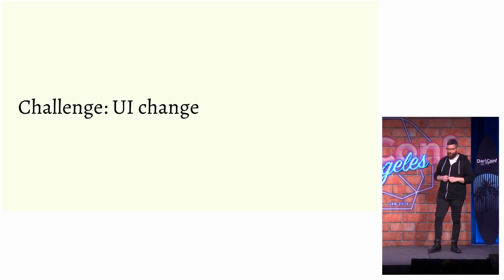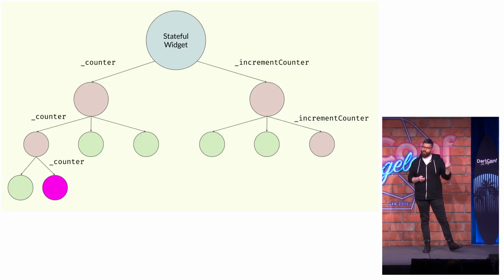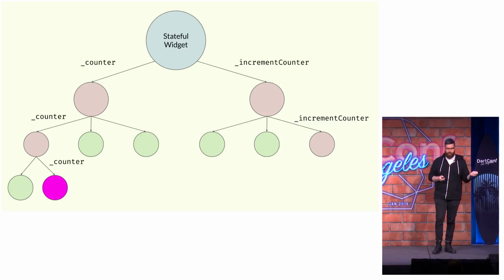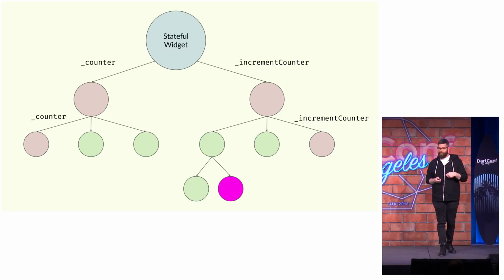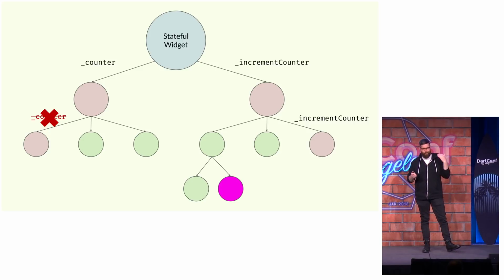Let's make a UI change, right? So we want to move the widget that displays the counter from this part of our tree to this part of our tree. Oh God, right? So what do we need to do? We need to change this widget. It no longer needs to accept a counter, neither does this one.